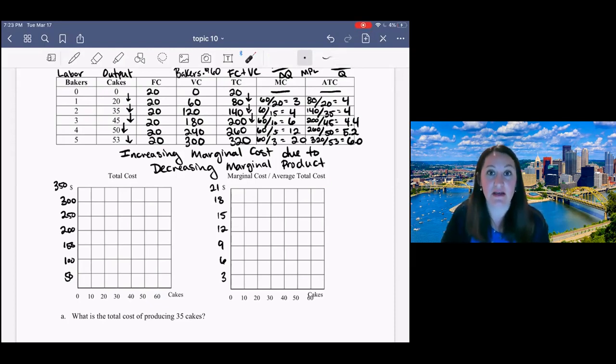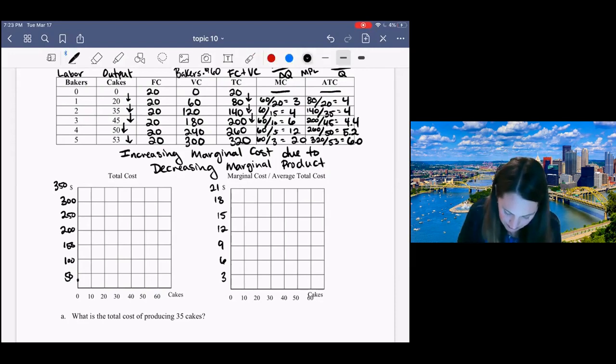the table problems and the graph problems are exactly the same. If we produce nothing, total cost is not 0. Total cost is 20 if we have 0 output. Then notice the x-axis is cakes. So we're going to skip on over to 20 cakes. And that's going to give me a total cost of 80.